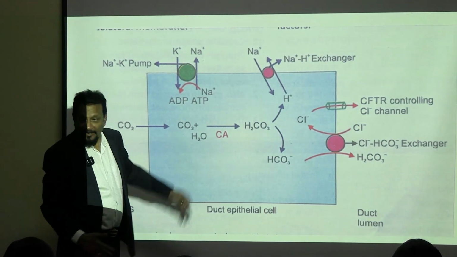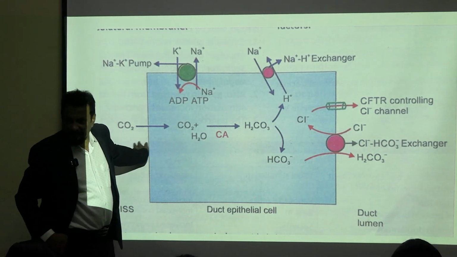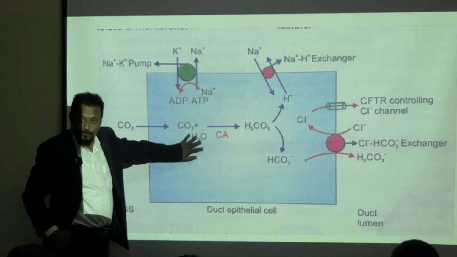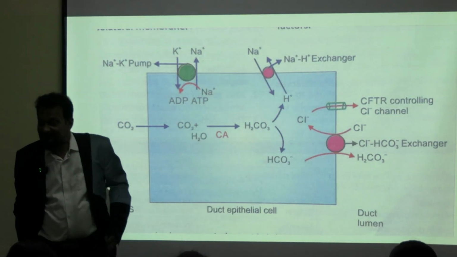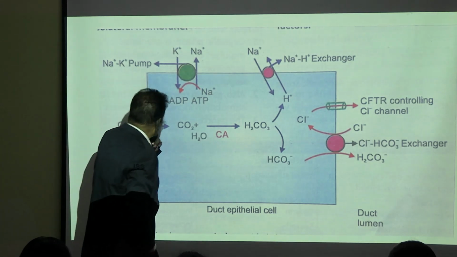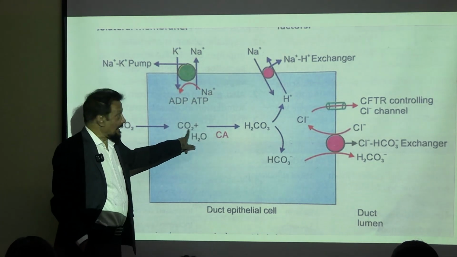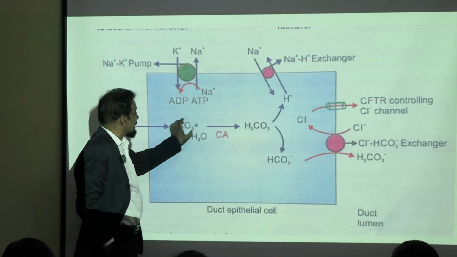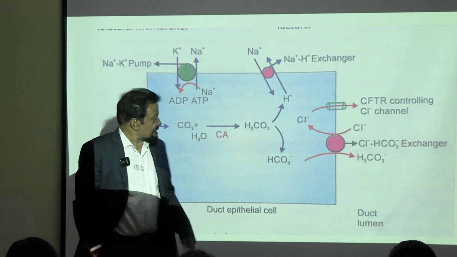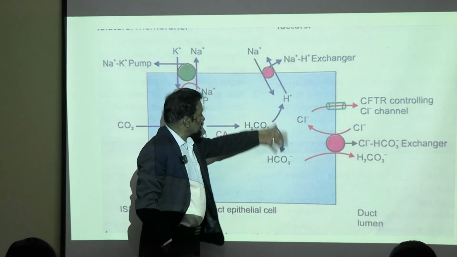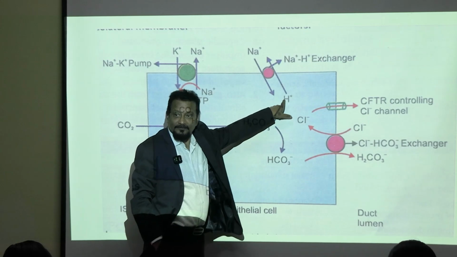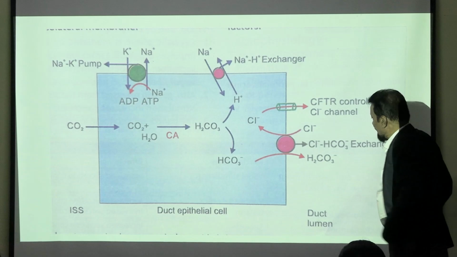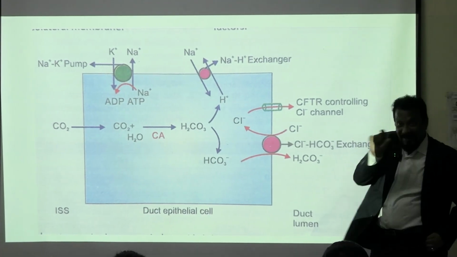From the blood, carbon dioxide can enter through capillaries into the extracellular fluid, and from there into the duct cells. Now see what happens. This carbon dioxide enters here, and this cell has a lot of carbonic anhydrase. So it immediately combines with water and forms H2CO3. This H2CO3 dissociates into bicarbonate ion and hydrogen ion. This bicarbonate ion enters into the ductal lumen.